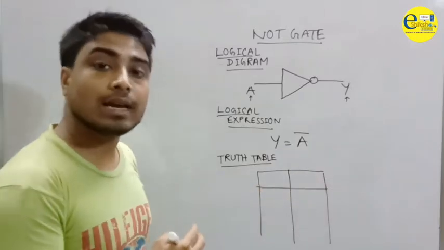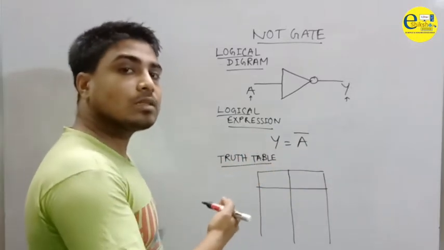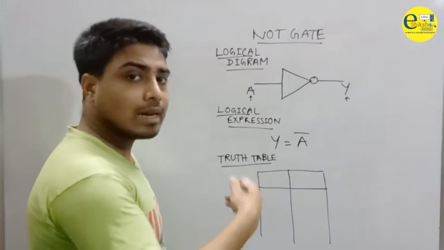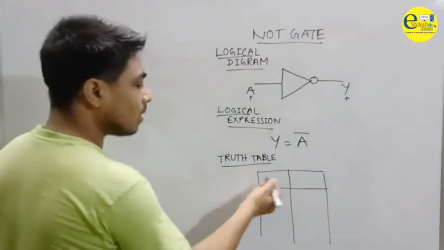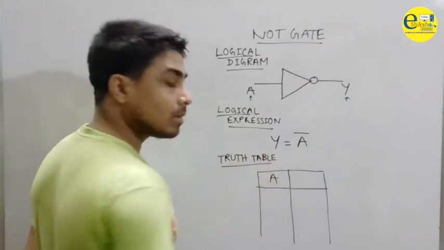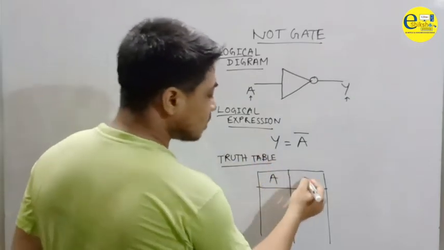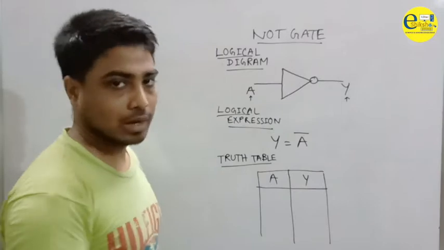And always keep in mind that on the left side you always write inputs, and on the right side you always write outputs. Here my input is A, so I am writing A, and my output is Y, so I am writing Y.